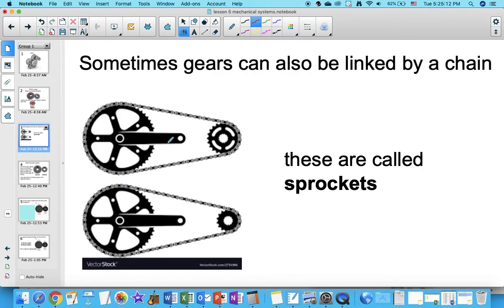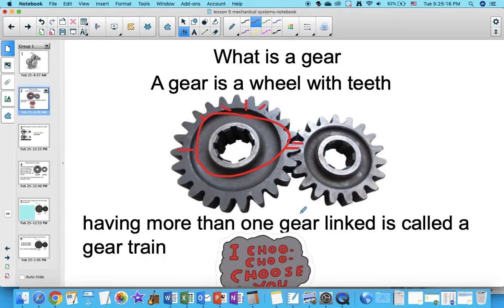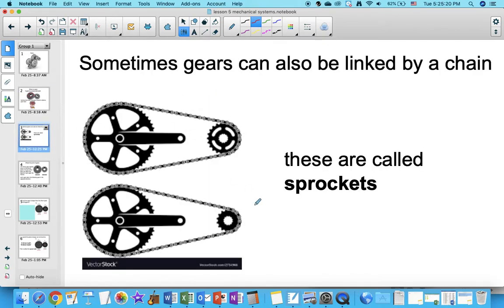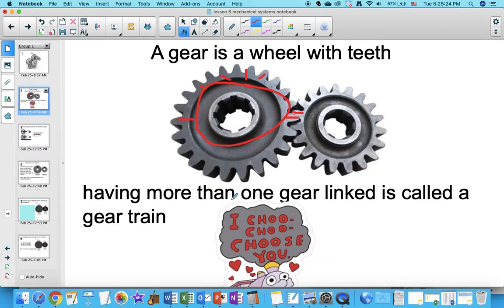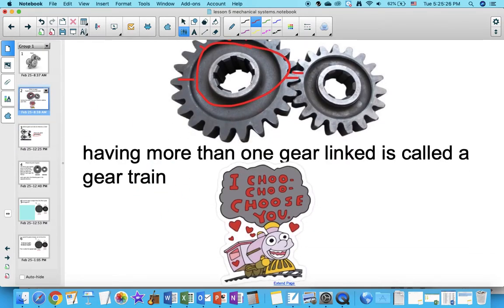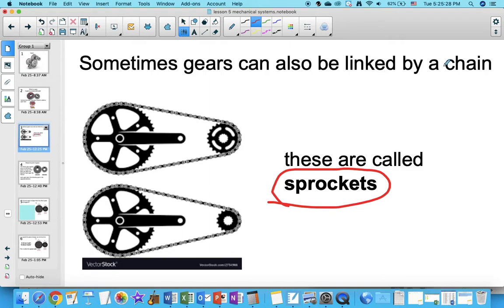If the gears were instead connected by a chain rather than being directly linked together, then we'd call that a sprocket. So if the gears are directly touching, we call that a gear train. And if the gears are connected by a chain, it's called a sprocket.